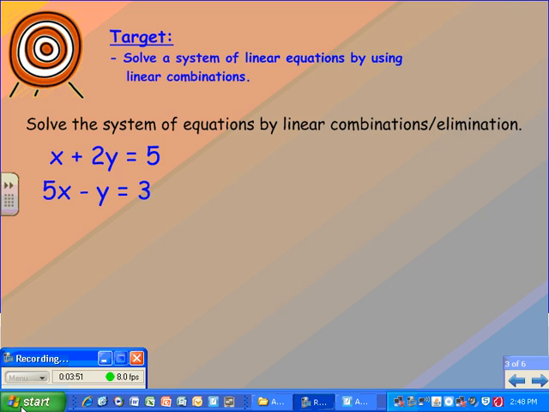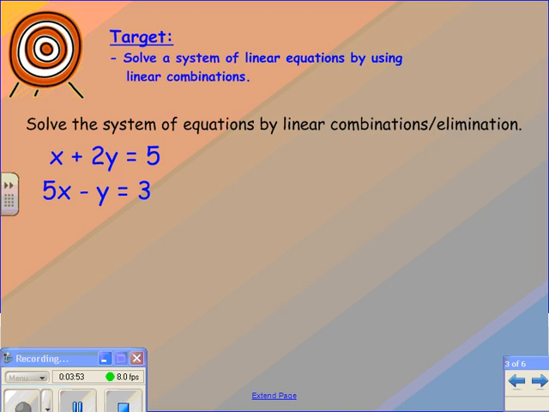Now I've got a 5x on the bottom here, and just a plain x in the top equation. So if I want to get rid of my x values, my x terms here, then I'm going to need to make this top x opposite of this bottom x term. So I'm going to need to multiply just the top equation by -5.